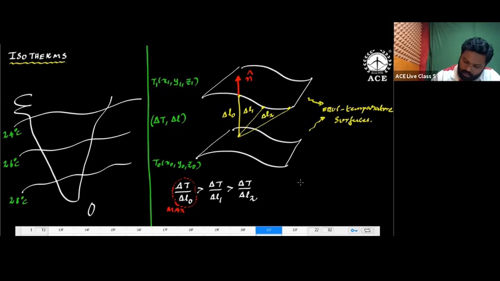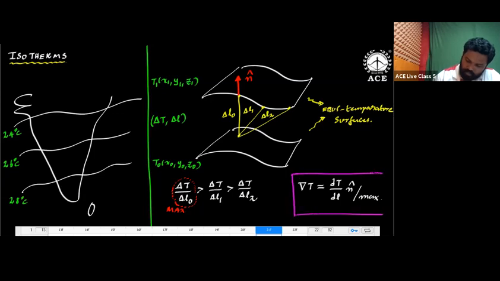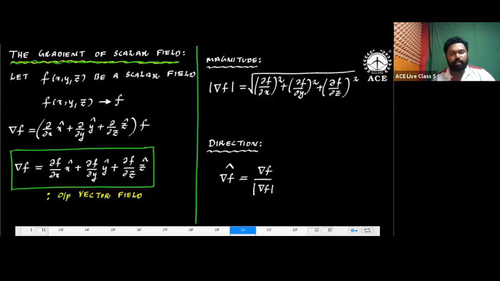So what is the definition of gradient here? Gradient is dT by dL n cap. Or you can also say this is a maximum. Let me go back here. So what is this magnitude indicating? Maximum rate of change of scalar quantity in the three-dimensional space.